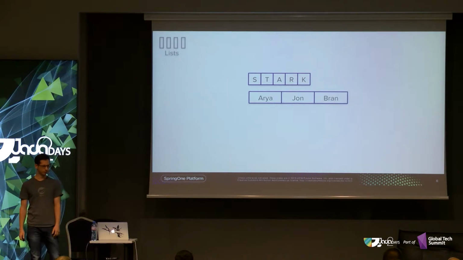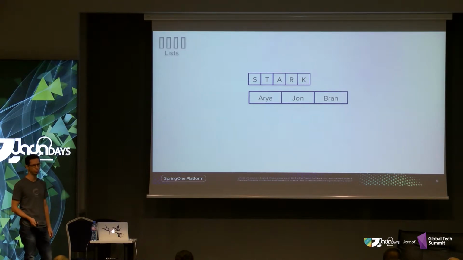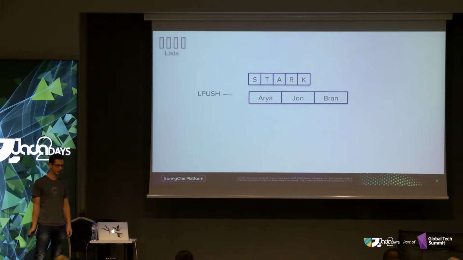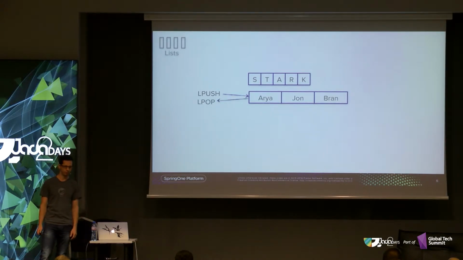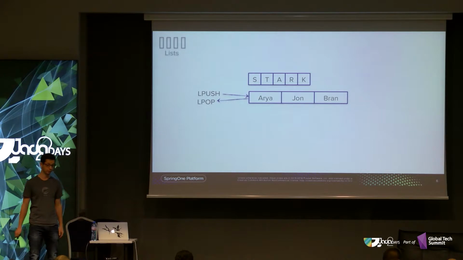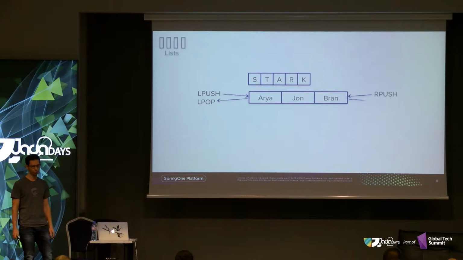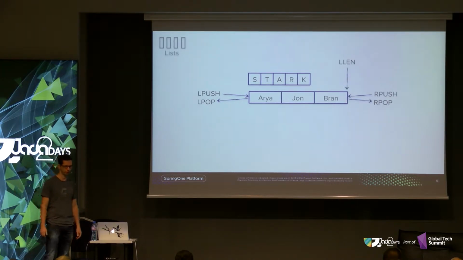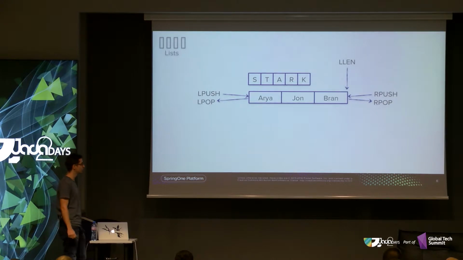Let's have a look at some lists. The list data structure is pretty similar to the one we have in Java, so it allows you duplicate objects. You can just push it to one side, so left push to append it there, or pop it from there, just retrieve it and remove it, or right push and right pop it from there. You can ask how many elements are within my list with the len command.